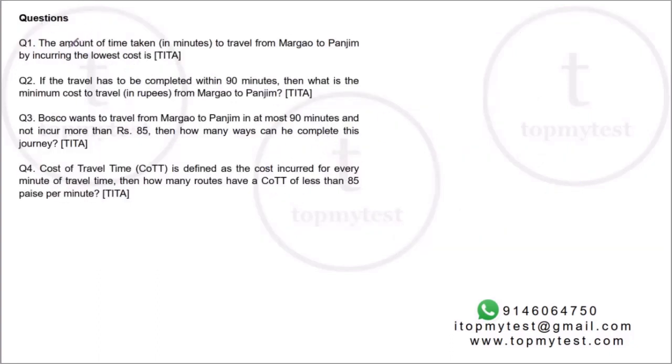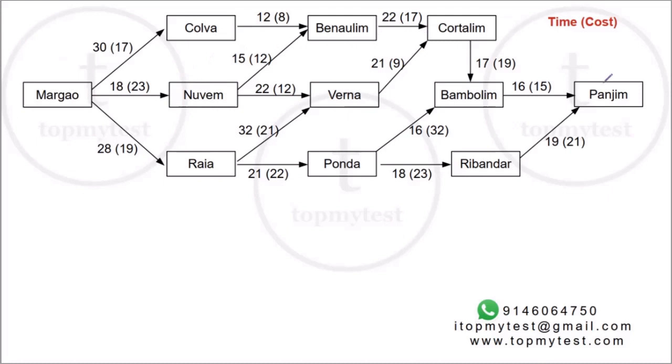And if you look at the question, it says the amount of time taken in minutes to travel from Margao to Panjim by incurring the lowest cost, so an additional condition. Bosco wants to travel from Margao to Panjim in at most 90 minutes and not incur more than 85 rupees. How many ways can he complete the journey? So basically we have to look at each possible travel cost, each possible travel time. So let's first list out what are the different routes which are available.